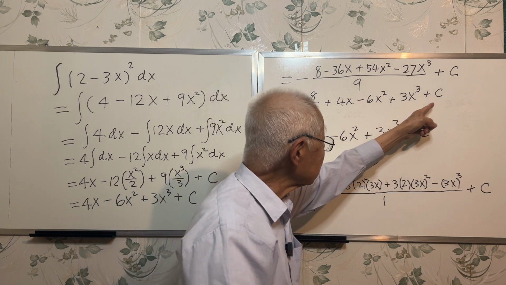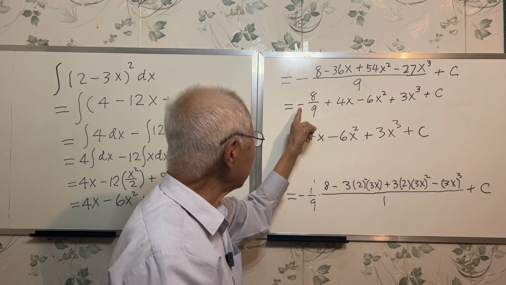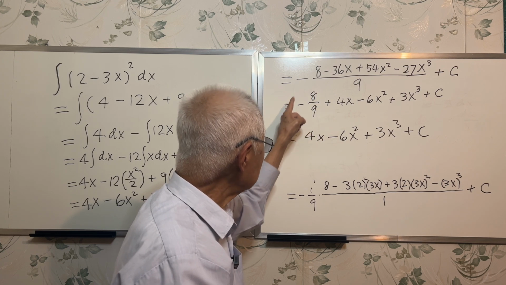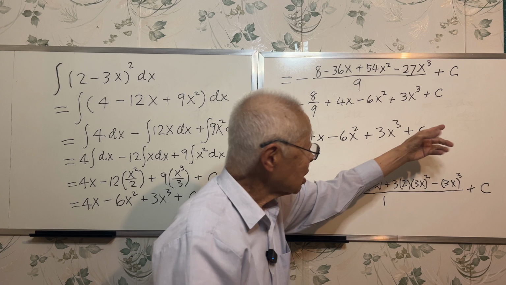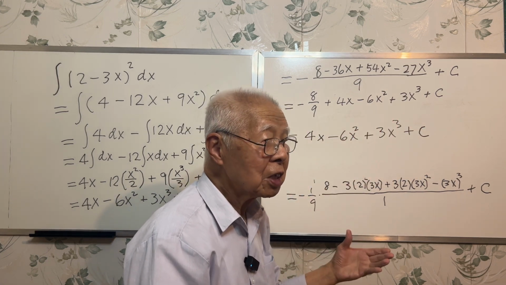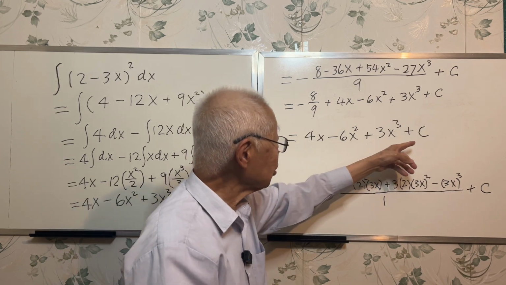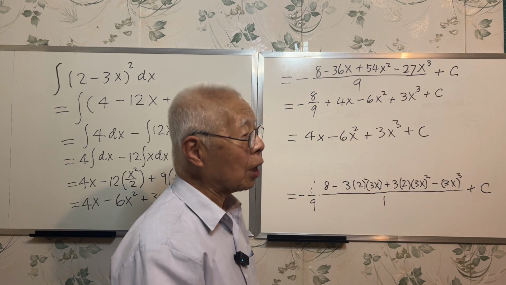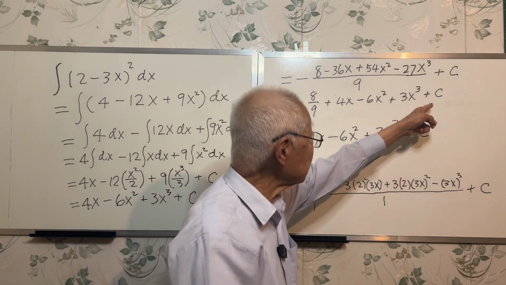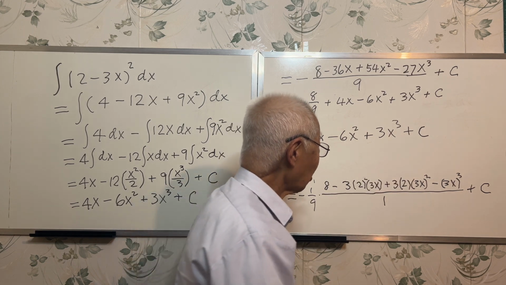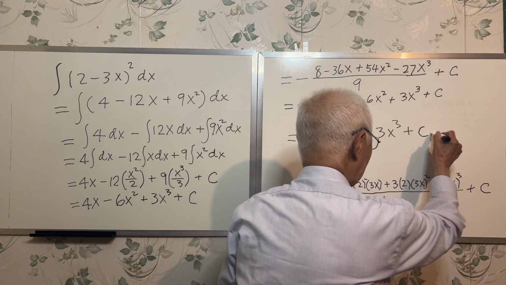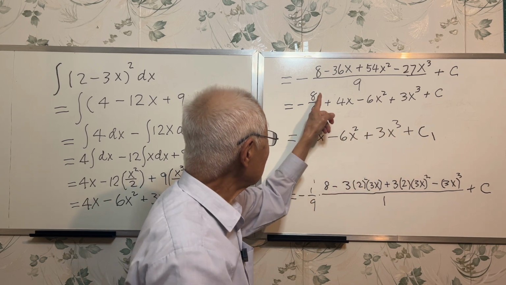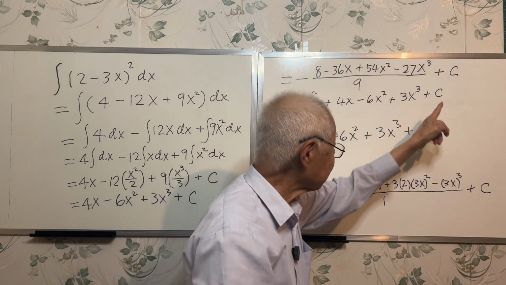Notice the C is a constant. Negative 8 over 9 is also a constant. So this constant and this constant can be combined. The result is still a constant. So you just use one constant to represent this plus that. If you want to be very strict, then this C is not the same C as that, so probably you can use C subscript 1 to tell the difference. C subscript 1 is negative 8 over 9 plus C.